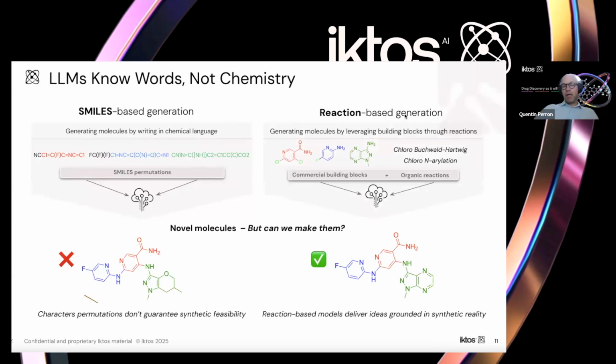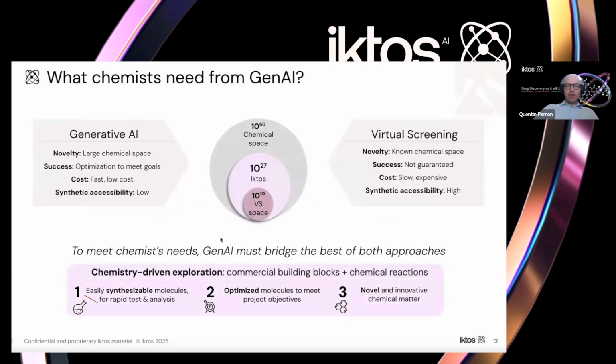Contrary to reactions-based GenAI, which combines building blocks, reactants, reagents, and reaction name reactions, allows you to build by design a molecule which is a consequence of steps which are synthetically realistic steps. So what chemists need, of course, chemists used to use virtual screening for many years, which was a good approach at that time. Right now, GenAI is totally surpassing virtual screening, with the problem of low synthetic feasibility.